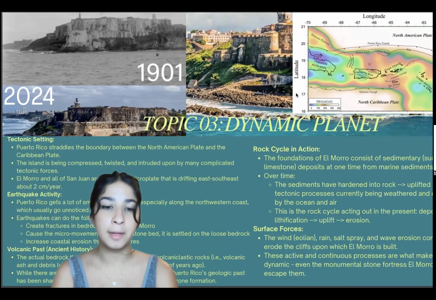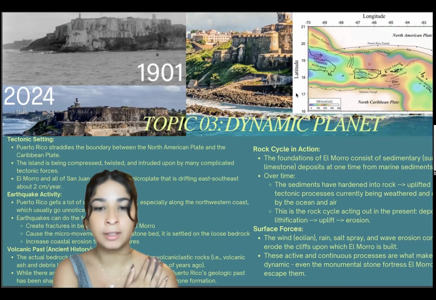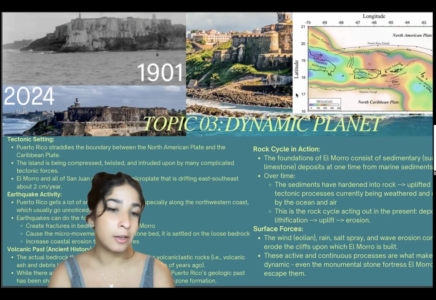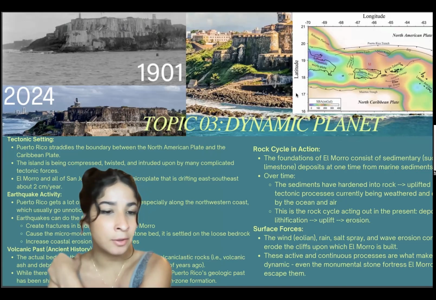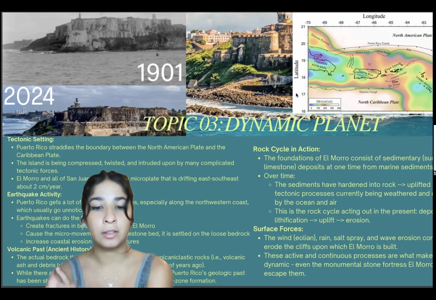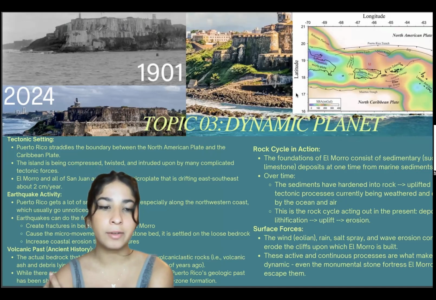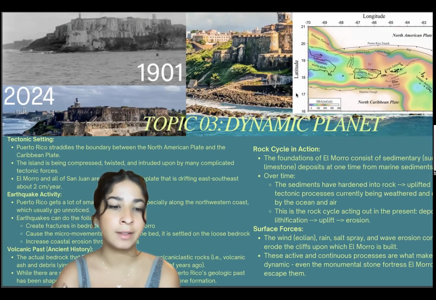Puerto Rico gets a lot of smaller earthquakes, especially along the northwestern coast, which usually go unnoticed. Earthquakes can create fractures in the bedrock underneath El Morro and cause micro movements in the limestone bed. It is settled on the loose bedrock, and earthquakes increase coastal erosion through fractures and a bunch of other things.